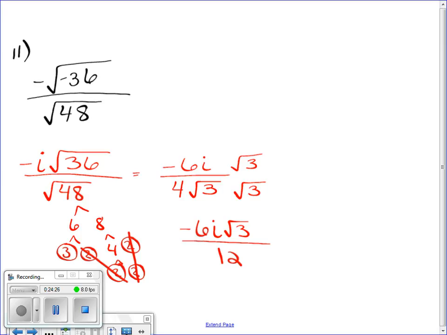Very nice. And then I have to simplify. 6 and 12 can both be divided by not just 2, but 6. So what's negative 6 divided by 6? Negative 1. So negative 1 i radical 3. 12 divided by 6 is 2. And then we're done. That darn basic math, it kills you. Do you have to have the 1? No, you don't have to. You can have this negative i radical 3.